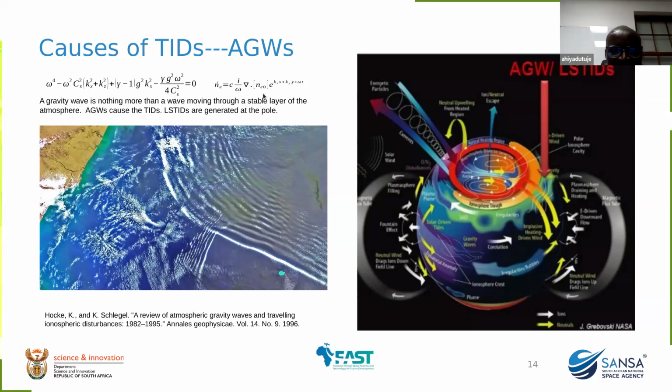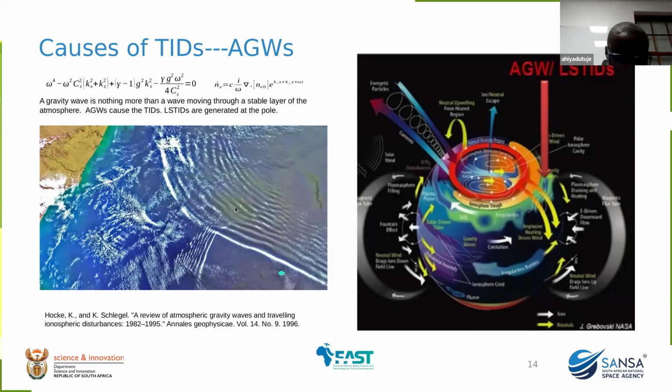So this is the formula which is actually showing the perturbation of electron density. That is actually the definition of TIDs, because TIDs are only measured in the ions and electrons, while atmospheric gravity waves are found in neutral particles. So the figure on your right is showing you that most of the large-scale traveling ionospheric disturbances are generated at the pole or in the polar region, especially during geomagnetic storms.